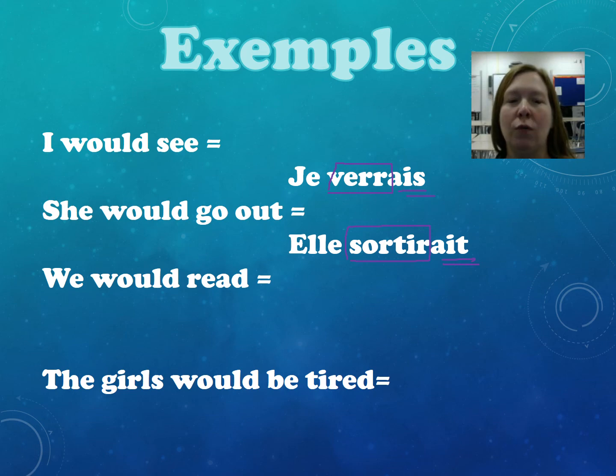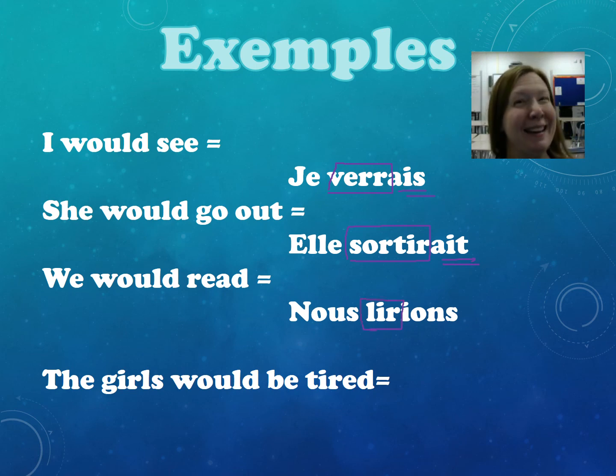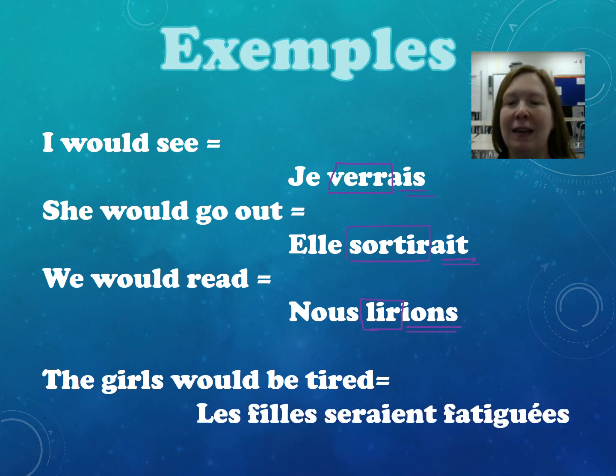We would read. Nous lirions. Starting with the infinitive, taking off the E, because that's what I do for RE verbs, and adding my imperfect ending. The girls would be tired. Les filles seraient fatiguées. Starting with my irregular stem for être and adding my imperfect ending.